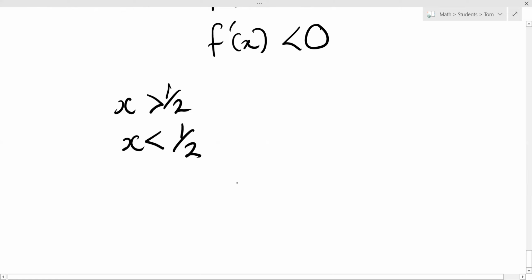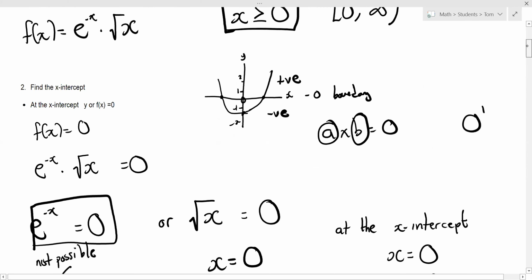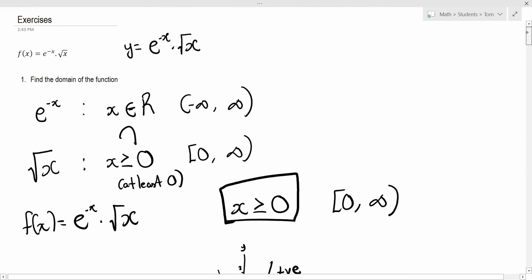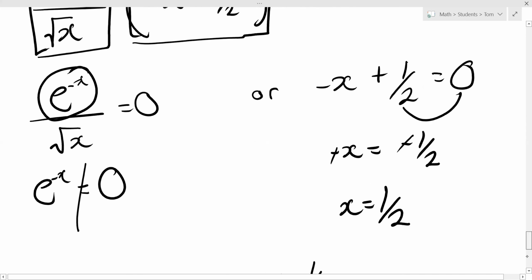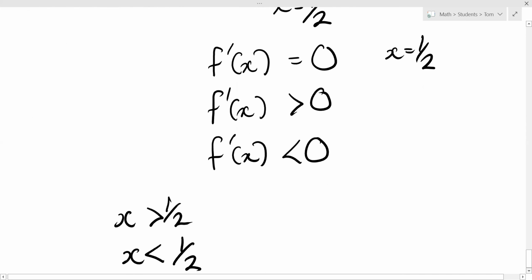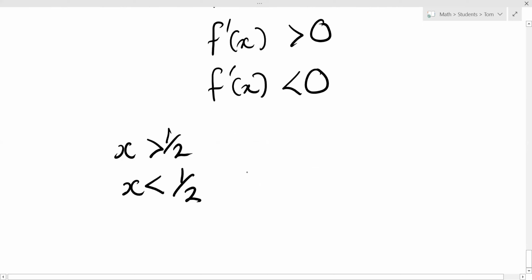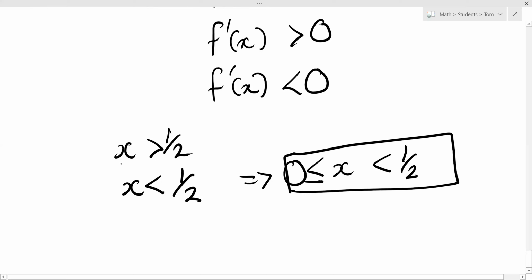Now, consider one more thing. Remember that for the domain of this function, let's go back up, x is greater than or equal to 0. So even though we're going to check for when x is less than half, it's more like x is less than half and greater than or equal to 0. So we're going to check when x is like this and when x is greater than half. So let's see.